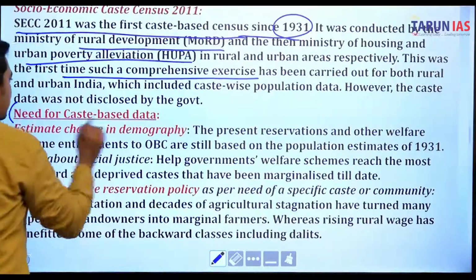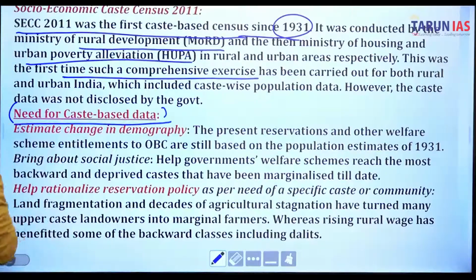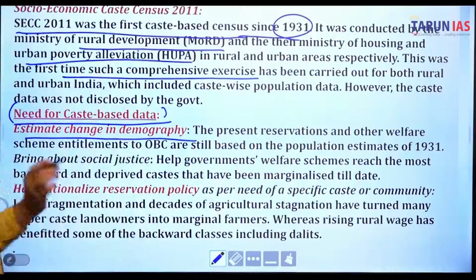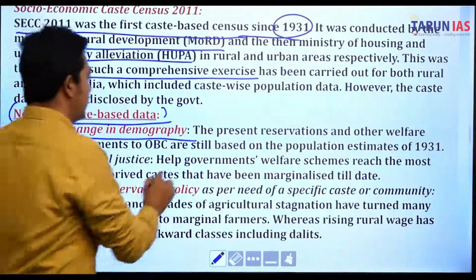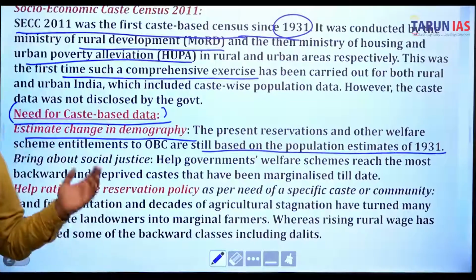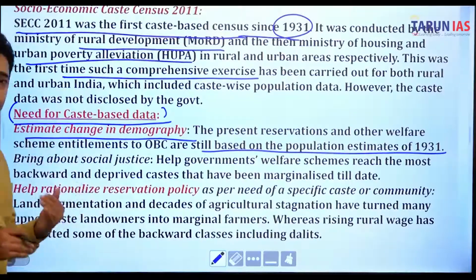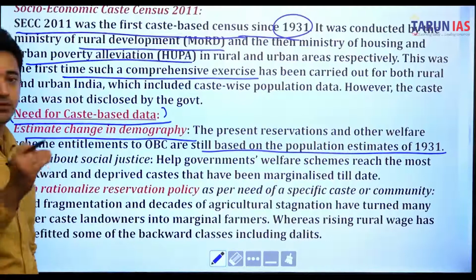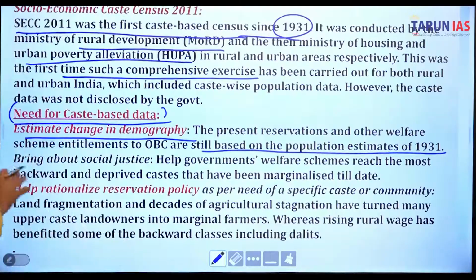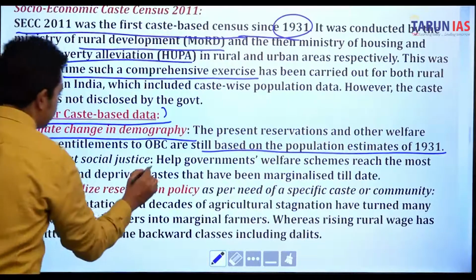Why do we need caste-based data? Because estimation changes the demography. The present reservation and other welfare scheme entitlements for the OBC are still based on the population estimated in 1931. Even now, according to the 1931 census, we are running the OBC welfare schemes in our country. That's why the government is focusing on that, to bring about social justice.